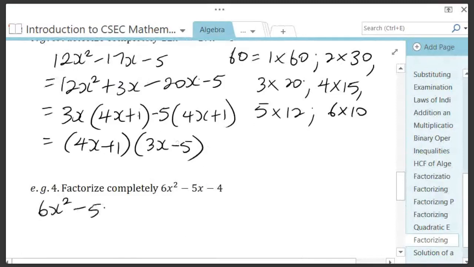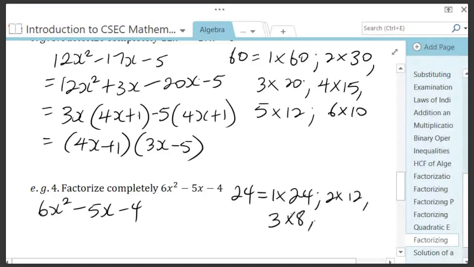Okay, so I'm going to work on another example here. 6 multiplied by minus 4 is minus 24. I'm writing the positive value here, 24. And we're writing out possible factors. 1 by 24, 2 by 12, 3 by 8, 4 by 6.